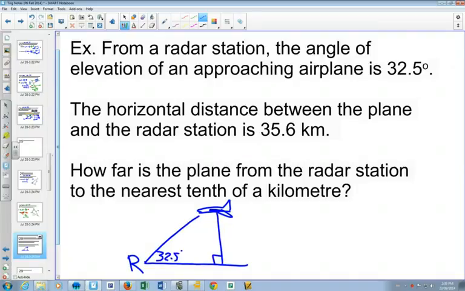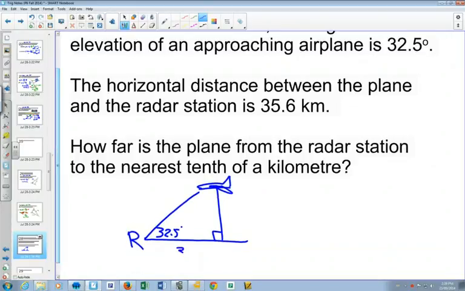I'm going to make a right angle triangle. We are told that the horizontal distance is 35.6, so that'll be right along here, 35.6. How far is the plane? So I want to find this distance, x.